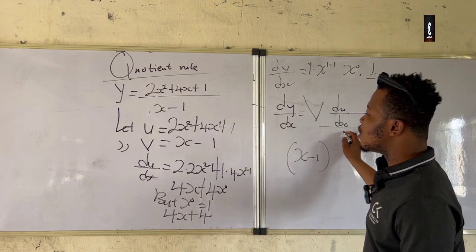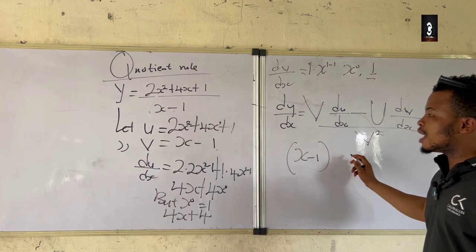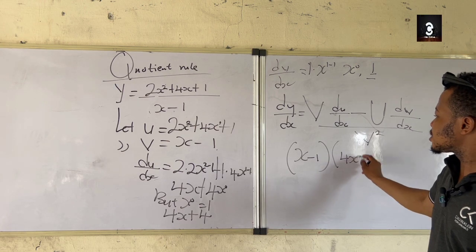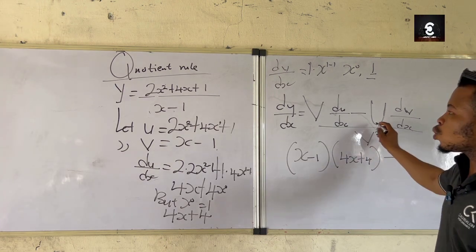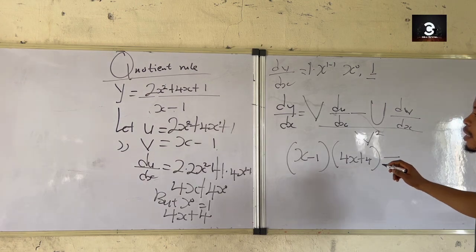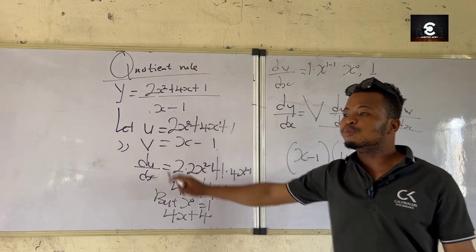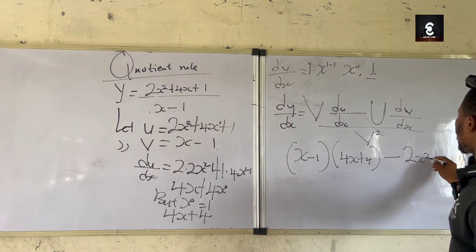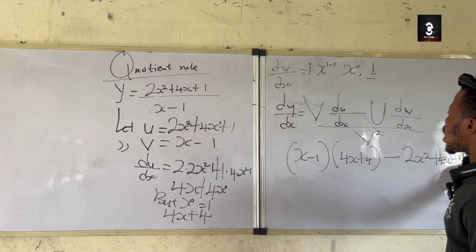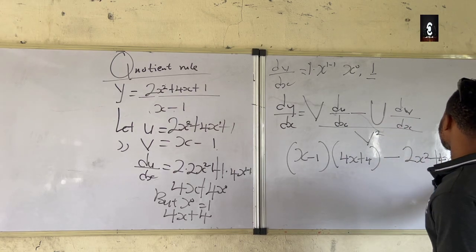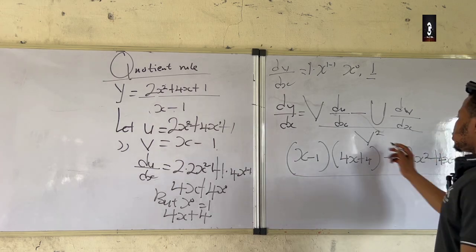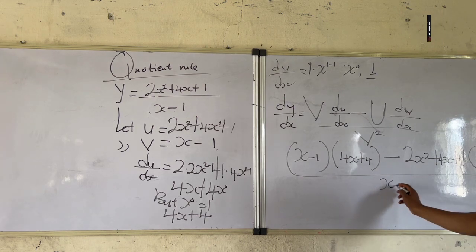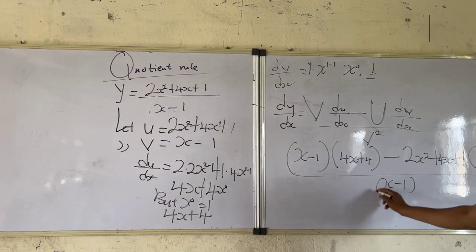And what did I differentiate? What did I get in the du over dx? In the du over dx, I got 4x plus 4, minus u. What is u? From the question, we told the examiner, let u be this. So u will be 2x raised to power 2 plus 4x plus 1. The dv in respect to x is 1. Now, plugging this into the formula, v raised to power 2: from the question, we can see the examiner says v is x minus 1. We raise it to power 2.